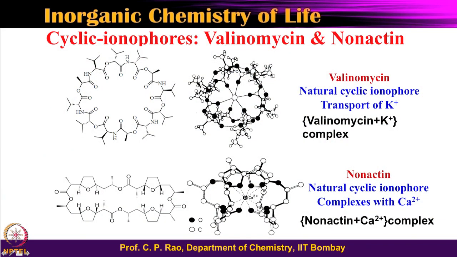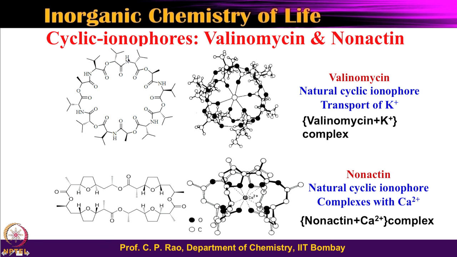To get more clarity on the carrier kind of case, let us take cyclic ionophores. One example shown is valinomycin, another example shown in this case is nonactin. So, see this valinomycin is nothing but a natural cyclic ionophore, a cyclic peptide.